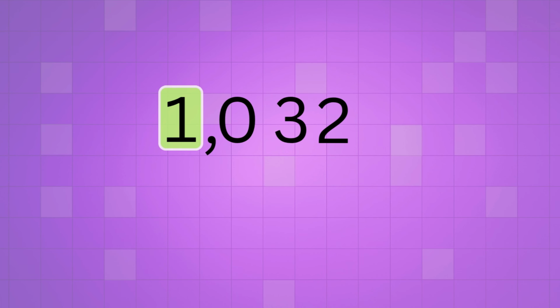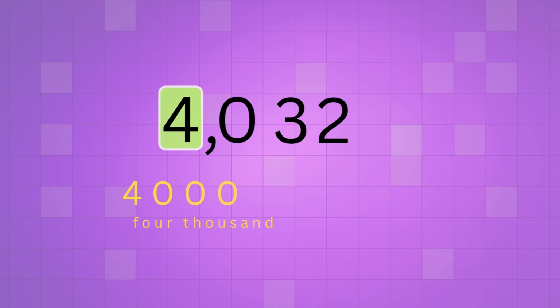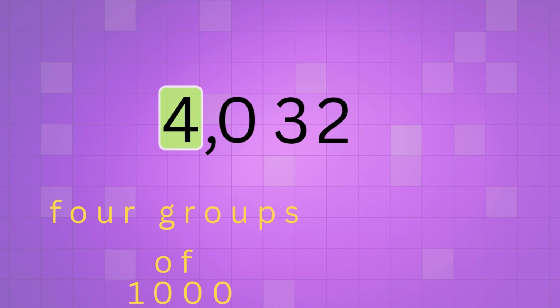Now, let's imagine that the 1 in 1032 changes to a 4. So now we have 4032 instead. What does that change? Well, the 4 is now in the thousands place. That means its place value is 4000. So just by changing the digit from 1 to 4, we went from 1000 to 4000. That means we now have 4 groups of 1000, and the number got much bigger.